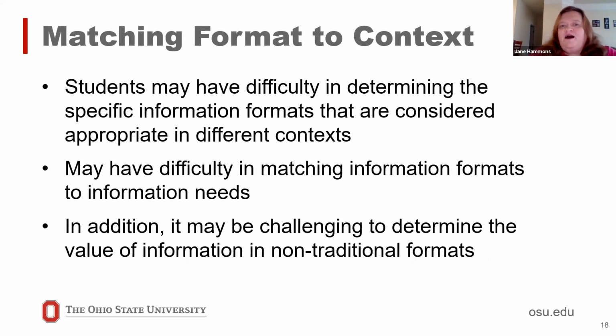So matching format to context, again, we've mentioned this, but determining what types of formats are considered more appropriate or more relevant or more authoritative in this particular context or with my particular information need. If I need this type of information, it's best if I look for a government report. If I need this type of information, I should look at an encyclopedia, right? So recognizing what types of formats are best suited to their particular information needs, and determining the value of those formats that are in non-traditional formats.